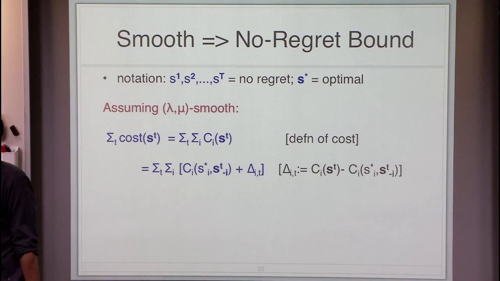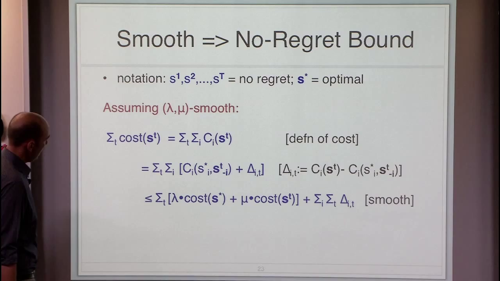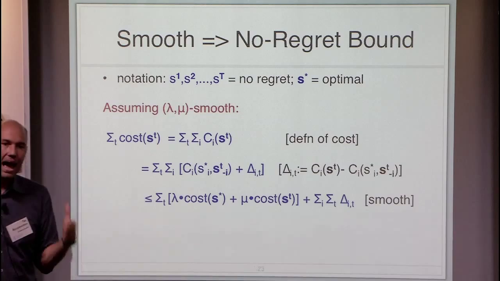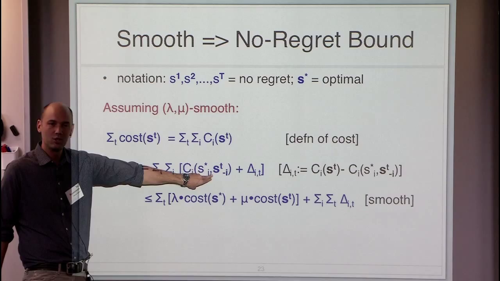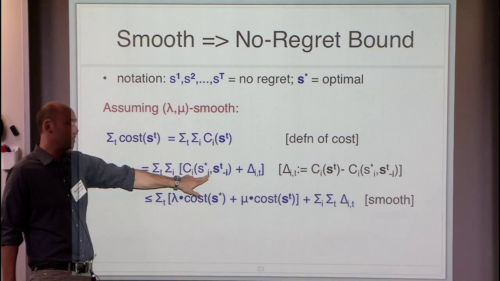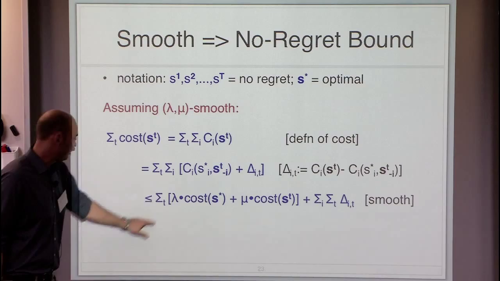So the smoothness condition, that's this over here, except remember, smoothness by definition requires disentangling no matter what the outcome S is, whether or not it's in equilibrium. And that's exactly what we need here because we have no idea what this strategy profile S^t is. It could be anything. Our only control is time-averaged over the sequence. So it's really good that our assumption allows us to disentangle this entangled term. That gives us lambda times the optimal cost plus mu times day t's cost.